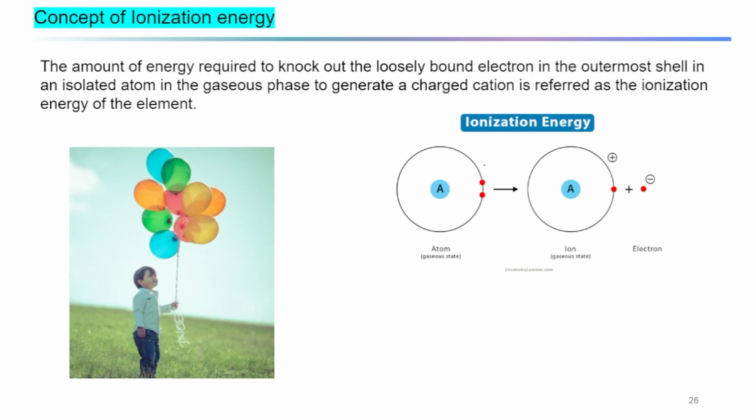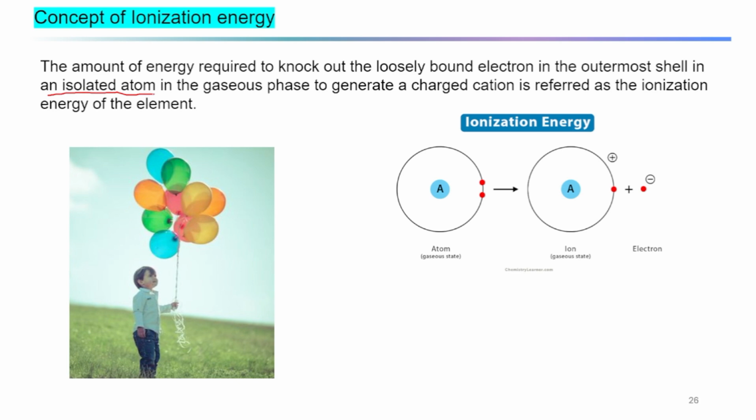So we can knock out the outermost electrons, the electrons which are not tightly bound, which are loosely bound, so that we can easily knock them out, right? We can provide some energy and it will go out. In the outermost shell, as I already mentioned, we will knock out the electrons from the outermost shell in an isolated atom. So this one is very important in the definition of ionization energy.